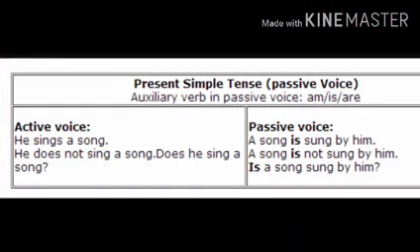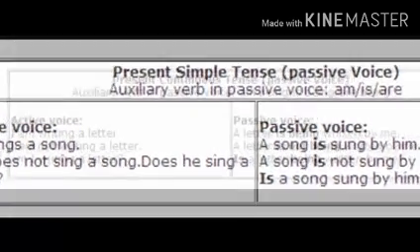He sings a song. It's simple present tense. A song is sung by him. He does not sing a song. A song is not sung by him. Does he sing a song? Is a song sung by him?